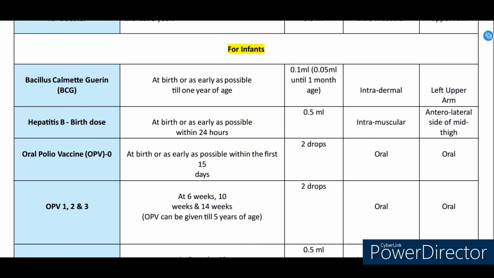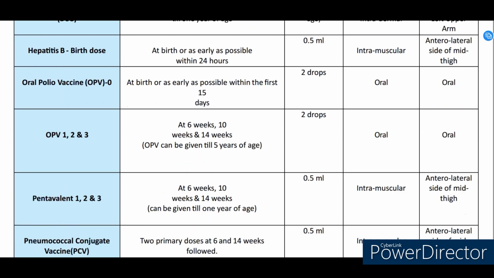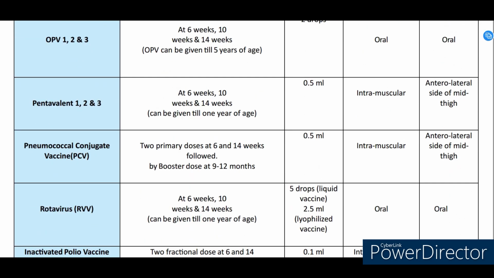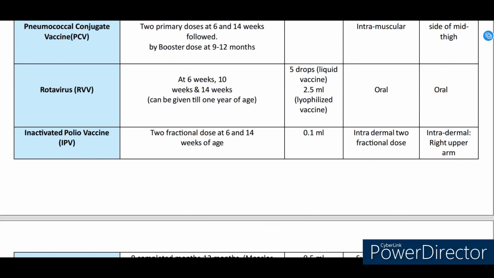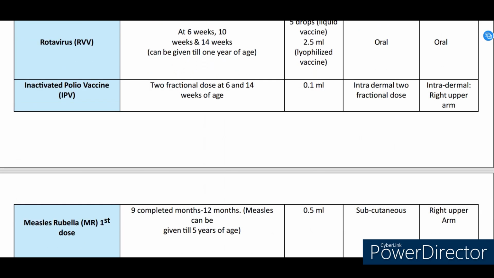And for infants, BCG, hepatitis B, and OPV0 are given at birth, and OPV1, 2, 3 are given at 6 weeks, 10 weeks, and 14 weeks, followed by pentavalent 1, 2, 3 at 6 weeks, 10 weeks, and 14 weeks. Next is pneumococcal conjugate vaccine, two primary doses at 6 and 14 weeks, followed by booster dose at 9 to 12 months. Next is rotavirus at 6 weeks, 10 weeks, and 14 weeks. Next is inactivated polio vaccine, IPV, two fractional doses at 6 and 14 weeks of age.